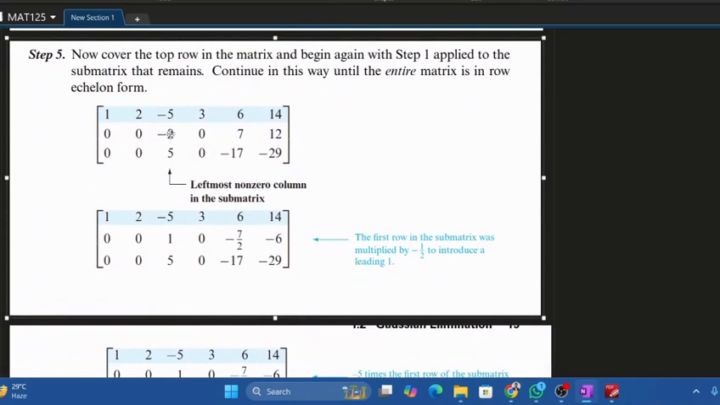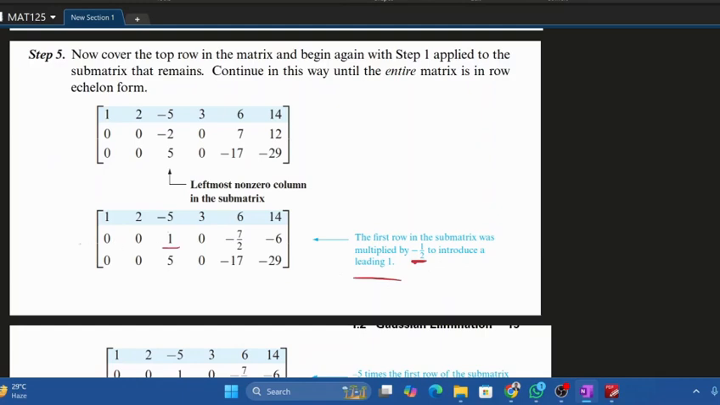Then we have to make this value 1, the leading one, exactly like before. We have to make this -2 into 1. How can we do this? We have to multiply it by 1 by -2, right? This is how we can do it. So let's do this. The first row in the submatrix was multiplied by 1 by -2, that is -1 by 2, to introduce a leading one. So we are introducing another leading one like this.